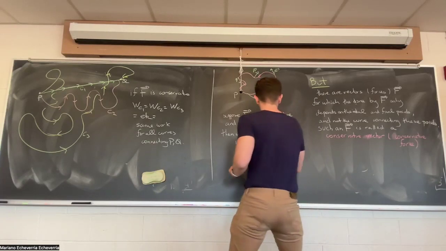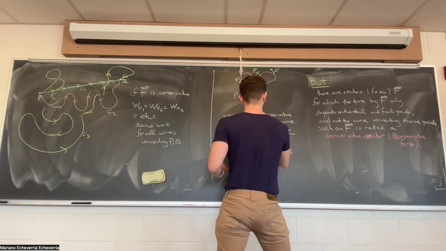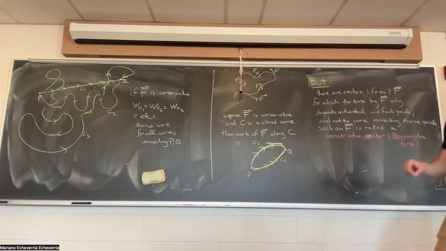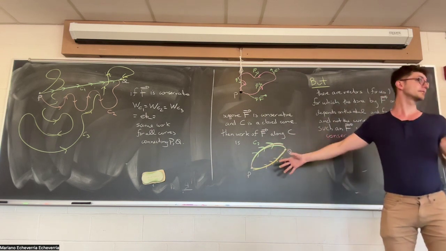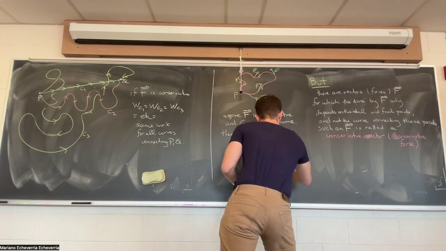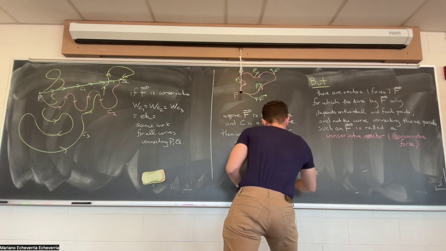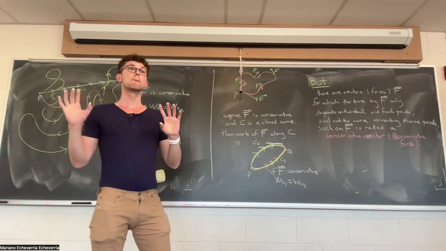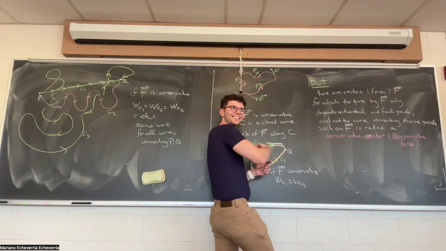And let's say that this is curve two. So curve one and curve two are going from P to Q. If F is conservative, then their works must be the same. So if F is conservative, the work along curve one is the same as the work along curve two. Does that make sense? But to get the closed curve, we're going to travel along curve two in reverse.